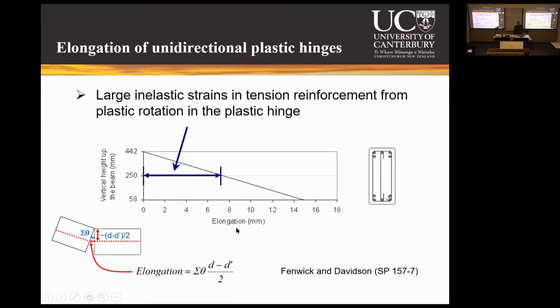So we know the mechanism, and the large inelastic strain in tension reinforcement develops when the rotation of that plastic hinge occurs. And on the compression side, it always comes back because it has not yielded any time during the cyclic loading. So although your tension keeps on increasing, your compression remains there.